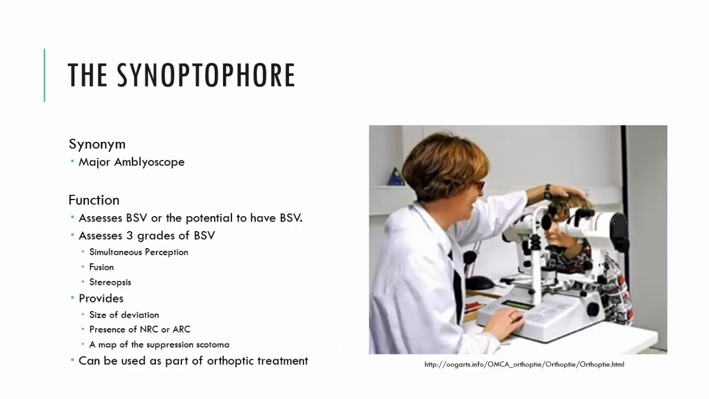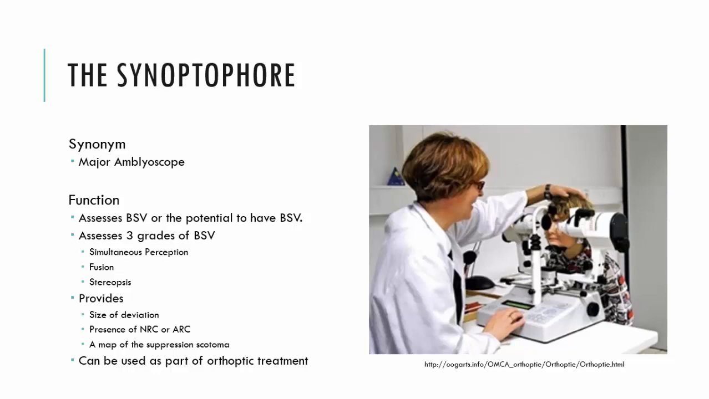So the Synoptophore also is termed a major amblyoscope. I'll be referring to it as a Synoptophore, but various textbooks will list it as the major amblyoscope. And it's able to assess the patient's BSV and give us information about their potential to have BSV. So just as the test we talked about earlier, the Prism Subjective, for instance, this test can also simulate photophobia and tell us whether the patient has capacity to have a positive post-op outcome with binocular single vision, as an example.